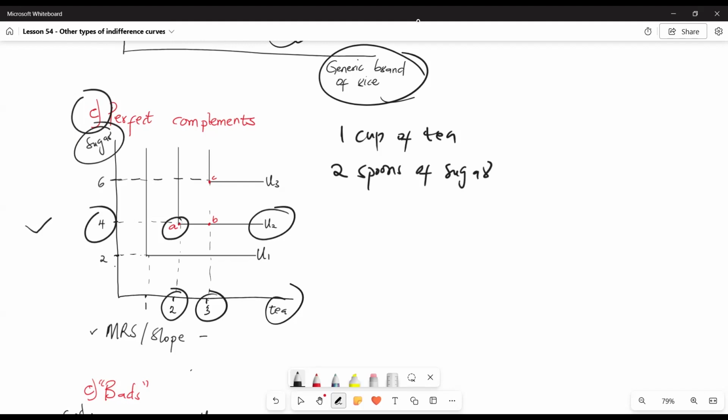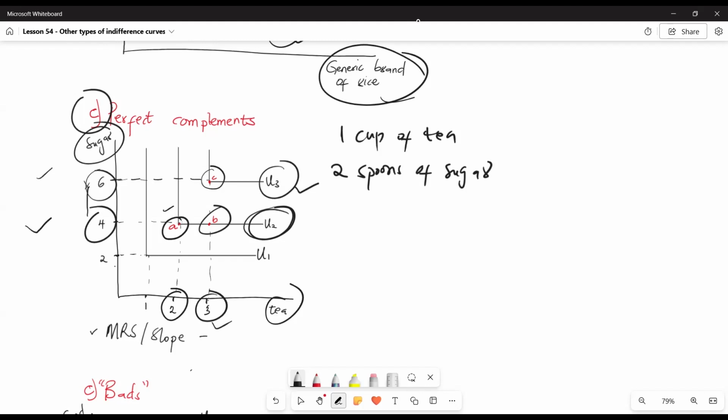That will only move him from bundle A to bundle B, which is still on the same indifference curve U2. So the only way to move this consumer to a higher indifference curve is to give him an extra 2 spoons of sugar with that extra cup of tea. So with this extra cup of tea, you give the consumer an extra 2 spoons of sugar, moving them to 6. So this 3 cups of tea and 6 spoons of sugar is now going to move the consumer to point C, which moves them to a higher indifference curve U3.